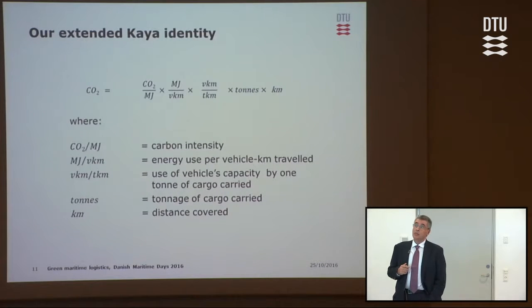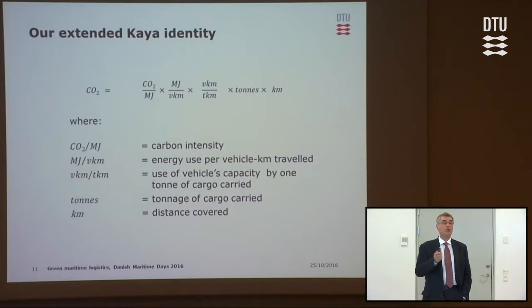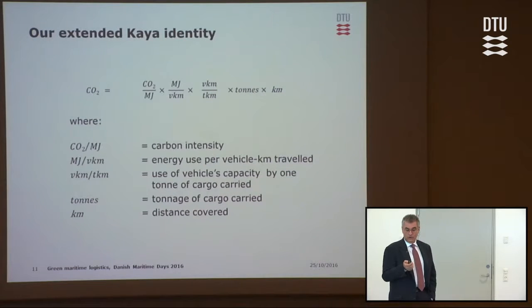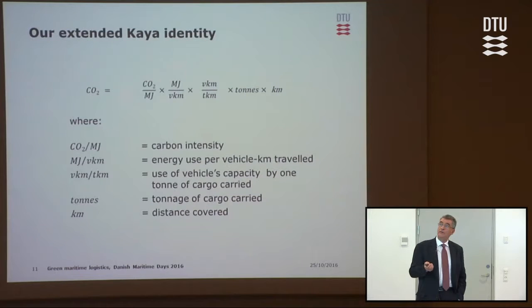And here is our use of this identity. Basically, we drop the population from the identity because we think that it is beyond the scope of this analysis, and we wanted to introduce the vehicle kilometers. So this is what we are doing here. We have five terms. The carbon intensity, in megajoules of energy. This is the energy efficiency of the vessels, energy per vehicle kilometer traveled.